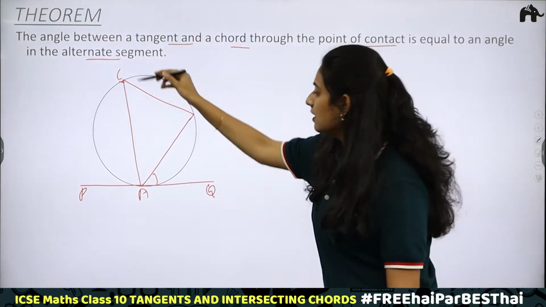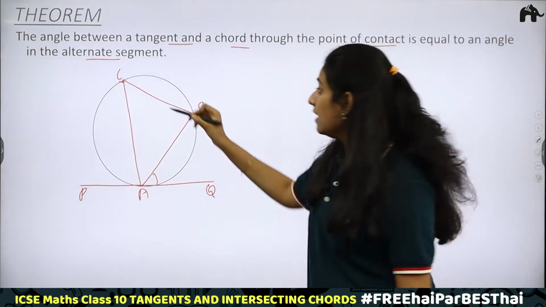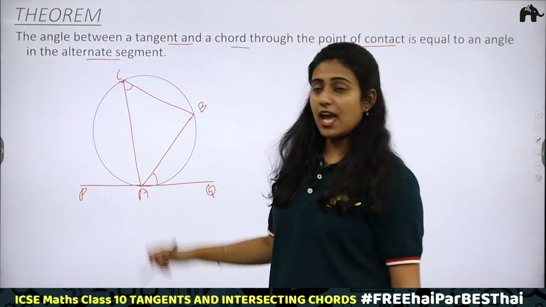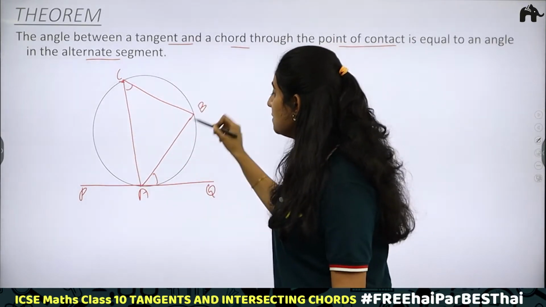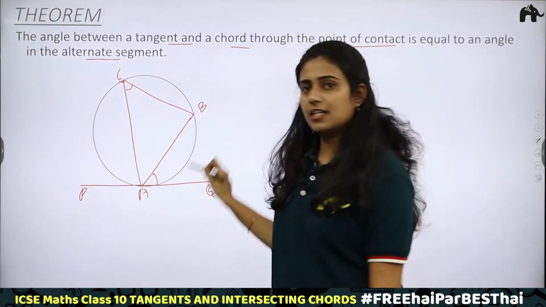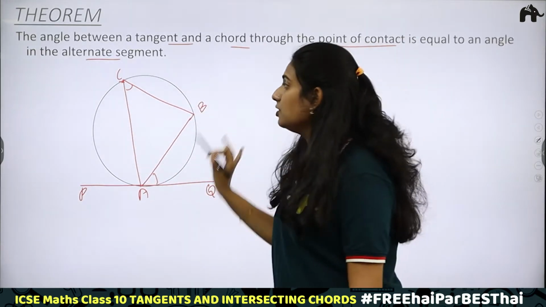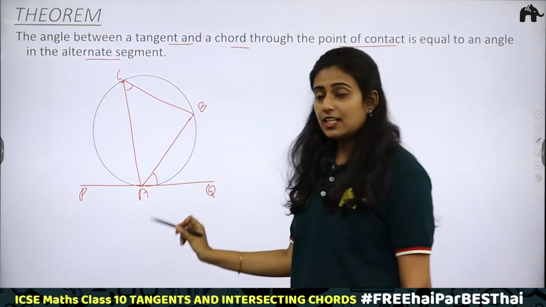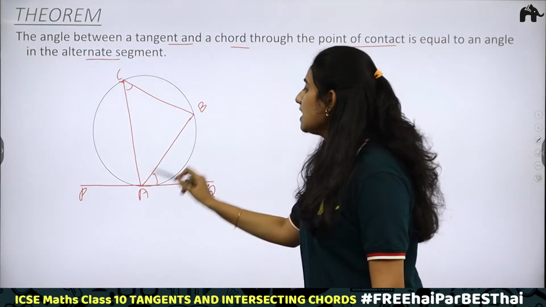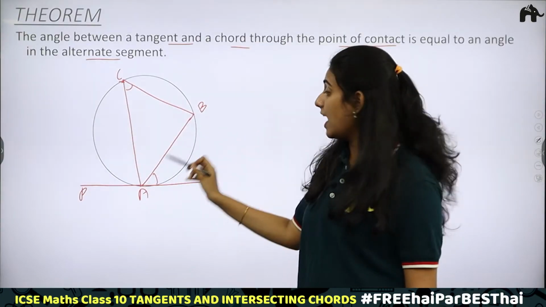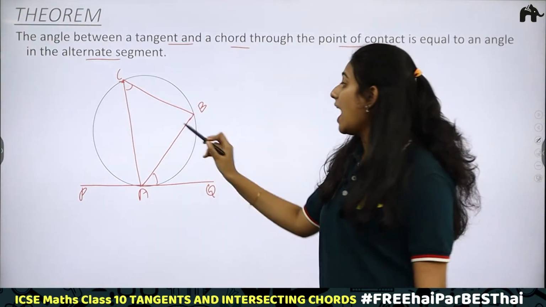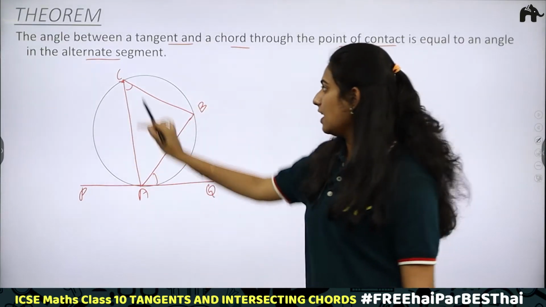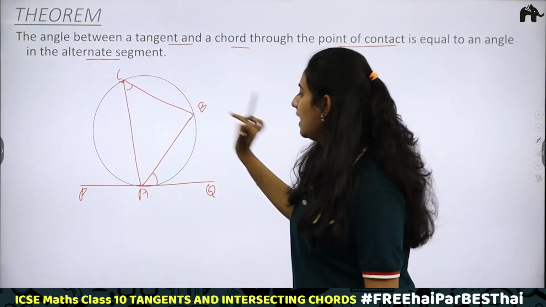So here an angle is formed. ACB is an angle. What is ACB? ACB is the angle subtended by the chord AB on the circumference of the circle. So according to this theorem, it is said that the angle formed between the tangent and chord at the point of contact is equal to the angle formed by the same chord in the alternate segment. So here in the alternate segment, the angle formed is ACB.